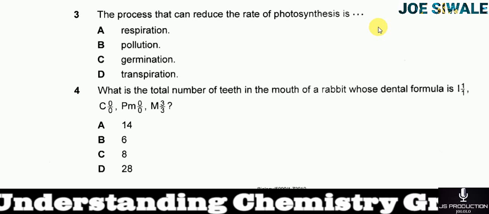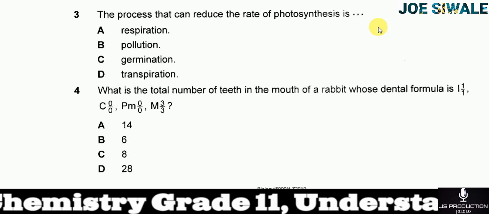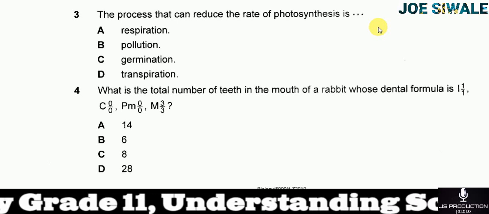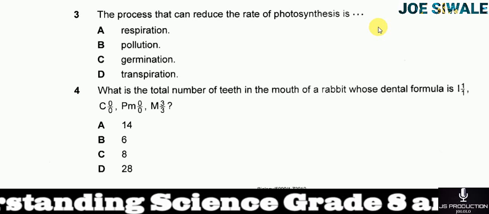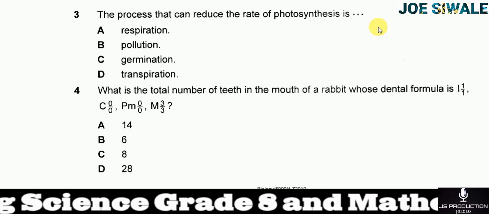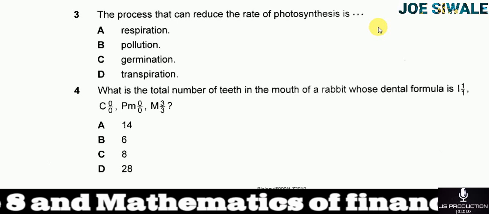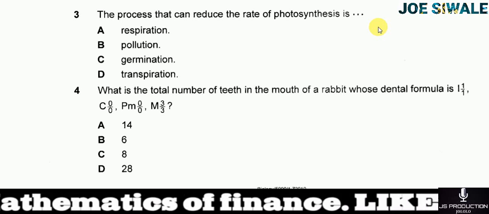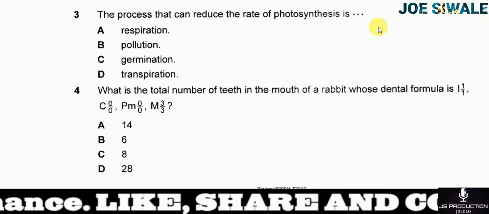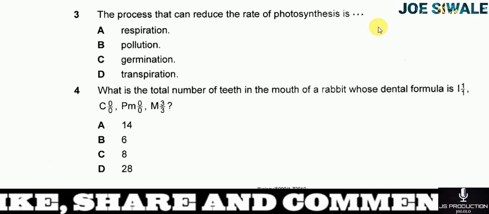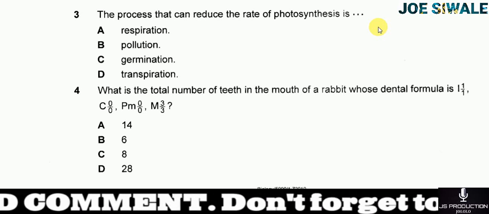So transpiration is the process by which plants lose water through leaves. And since one of the products that is required in the process of photosynthesis is water to combine with carbon dioxide, and transpiration involves losing of the water molecules, this means that transpiration can reduce the rate of photosynthesis. So my answer on question 3 is D, which is transpiration.